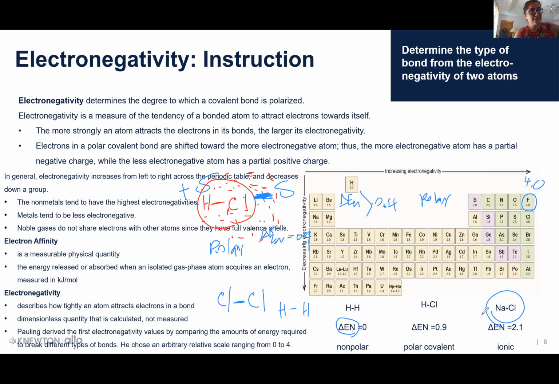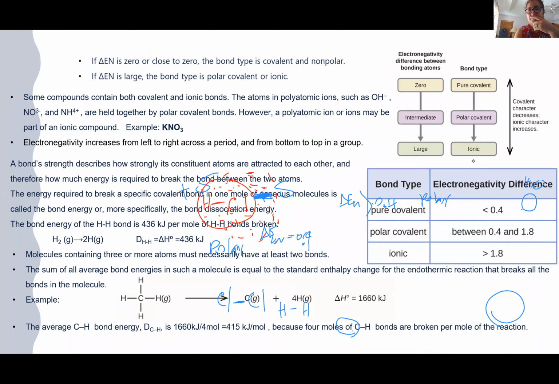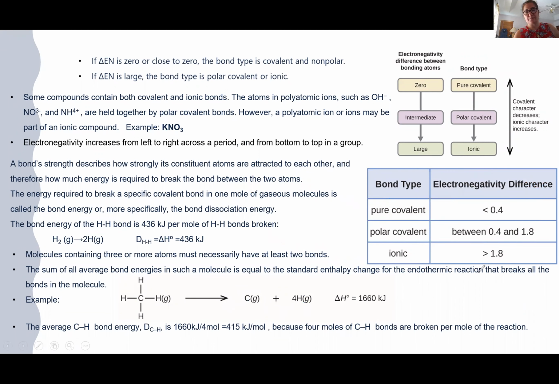So if the difference is more than 1.7, it is ionic. In some books, for simplicity, they use 0.4 and 2 as the cutoff line. If it's greater than 2, it is going to be ionic. Others say that if it's greater than 1.7 it is ionic. Your book says between 0.4 and 1.7. We can use that as your reference for your calculation of the difference in electronegativity.